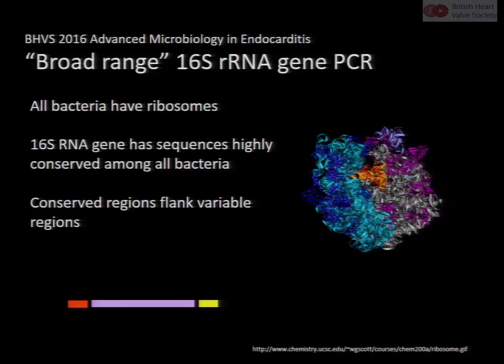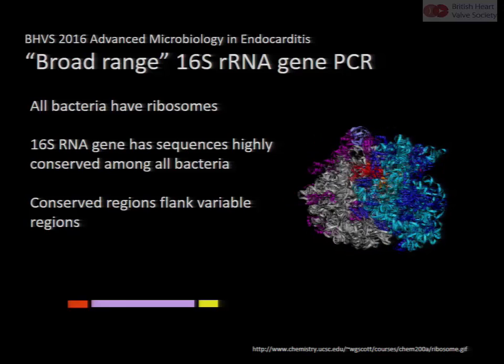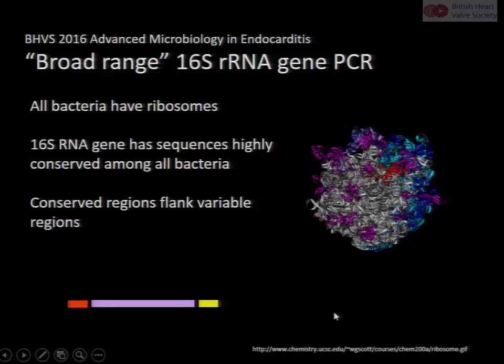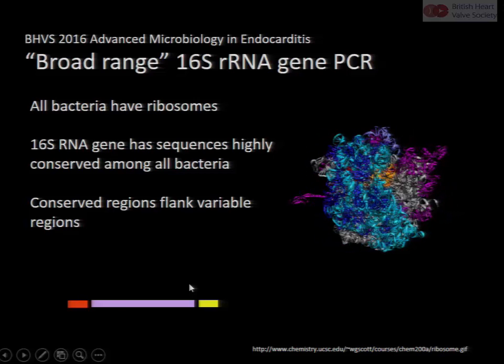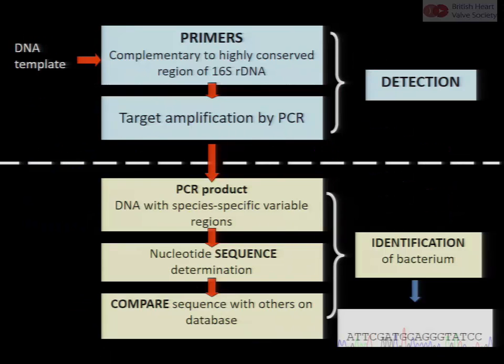This broad-range PCR works by having PCR primers that attach to the highly conserved areas and amplify across the highly variable regions. The process then is to amplify that target by PCR. You end up with species-specific variable regions in that PCR product, and you do a complete sequence determination on all of these results. Then you compare that sequence data with database sequences, which look a bit like this, and they tell you the bacterial species. So it's a fantastic bit of technology.